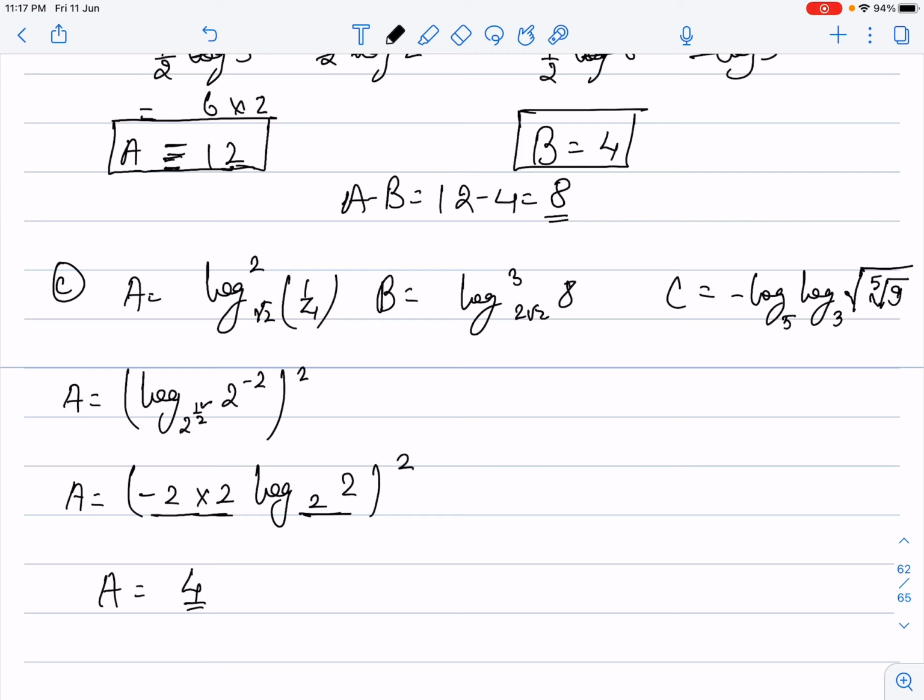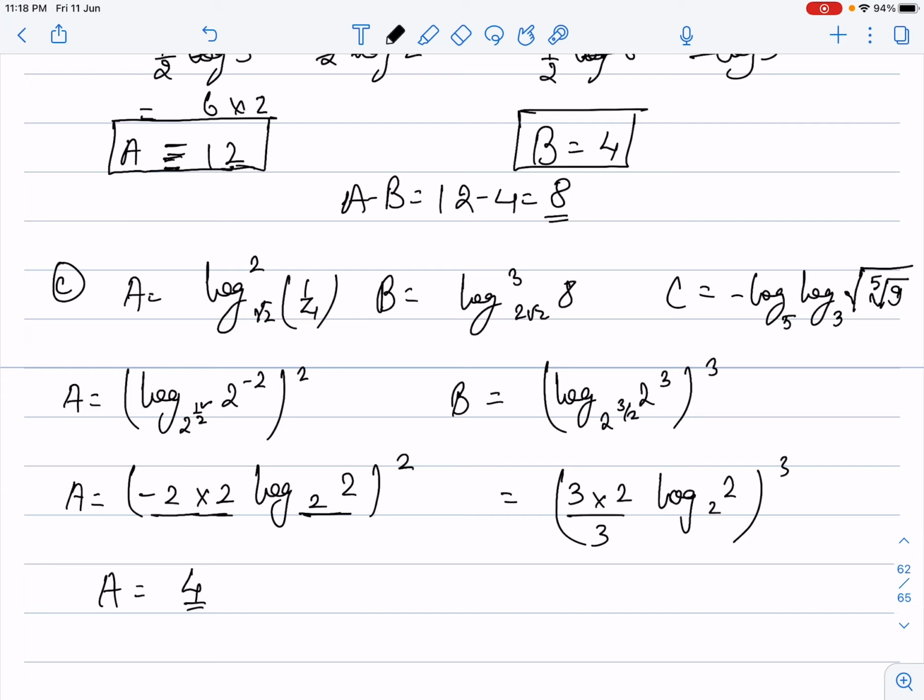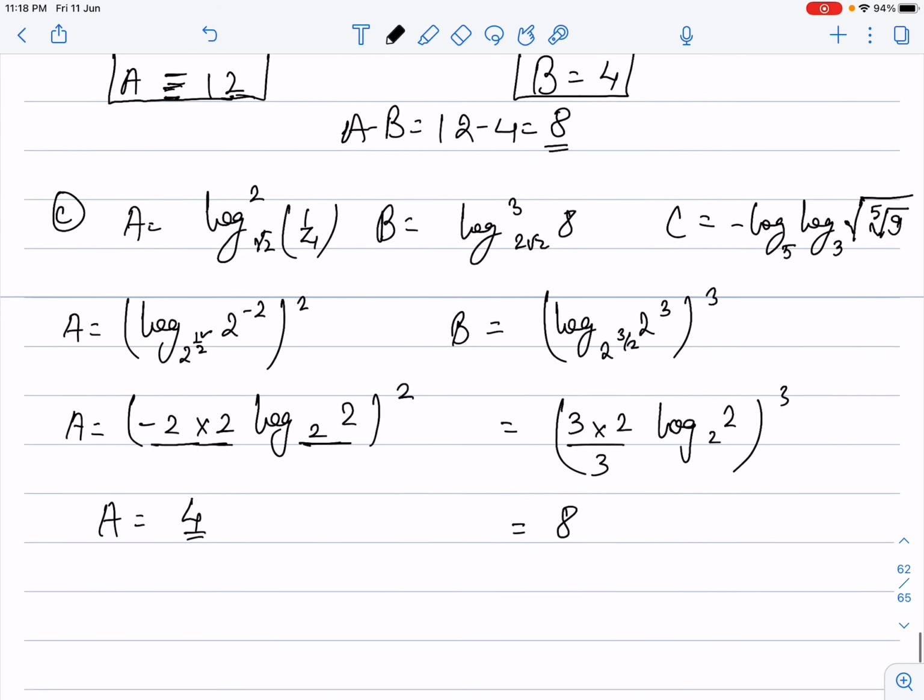Now the value of B will be 2 cube in the numerator, and 2 to the power 3 by 2 over here and whole cube of it is given to you. So 3 will come directly over here but 3 by 2 will be written as 2 by 3 over here and cube of it has to be done because log 2 base 2 will become 1 directly. So 2 cube is equal to 8, we know.